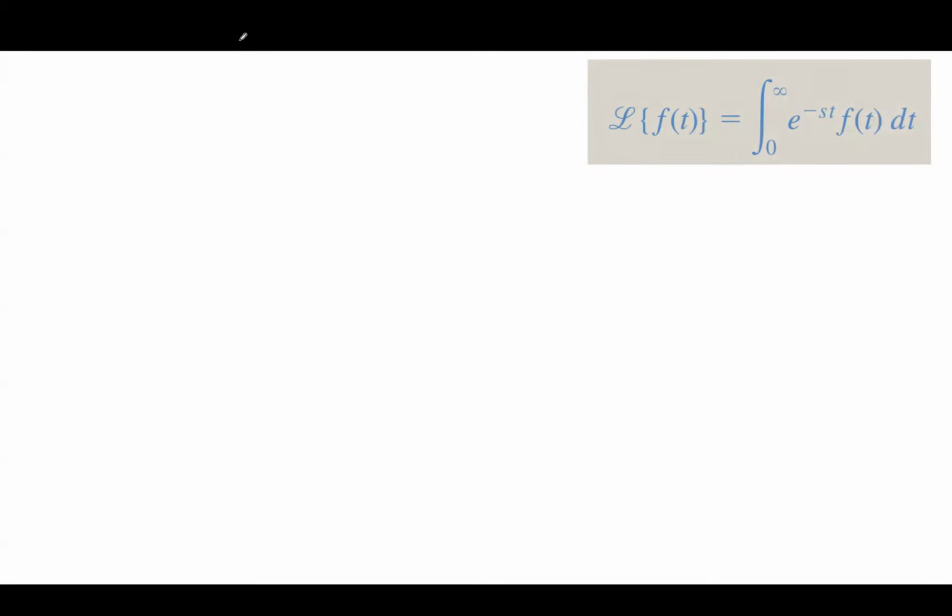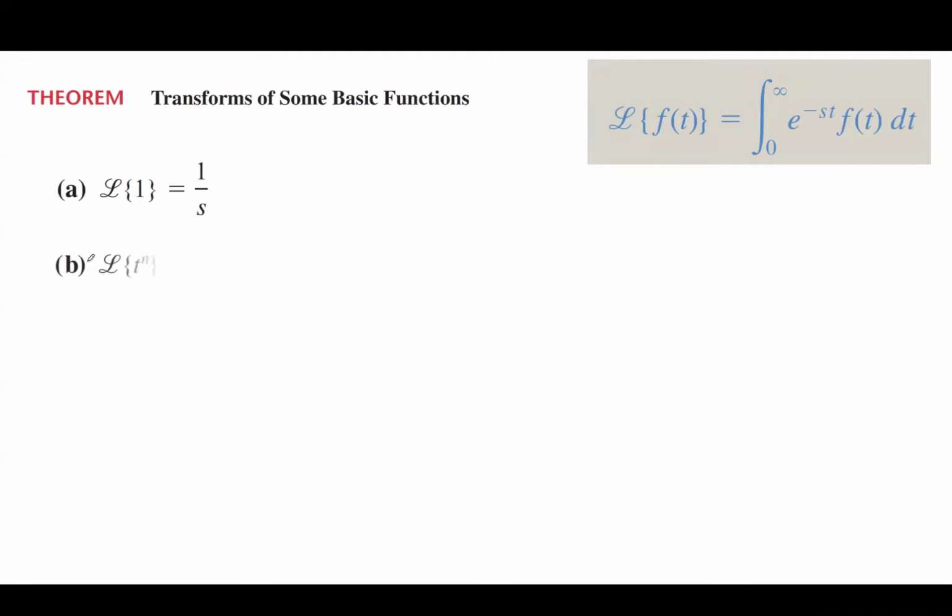Remember the definition of a Laplace transform for a function f of t. This is defined as the improper integral of e to the power negative st times f of t dt. In the previous lecture, we went over some basic functions, and let us list them here. First of all, the Laplace transformation of the constant function 1 is 1 divided by s. The Laplace transformation of t to the power n is n factorial divided by s to the power n plus 1.